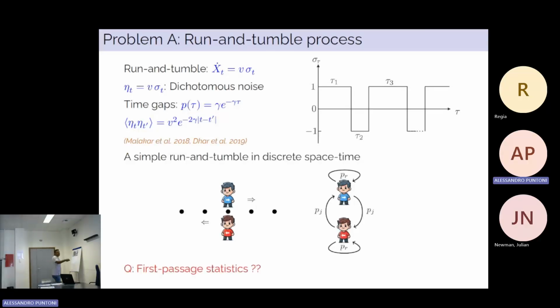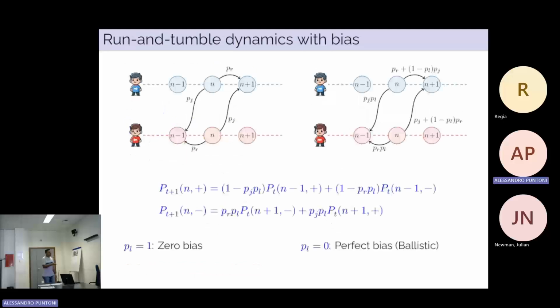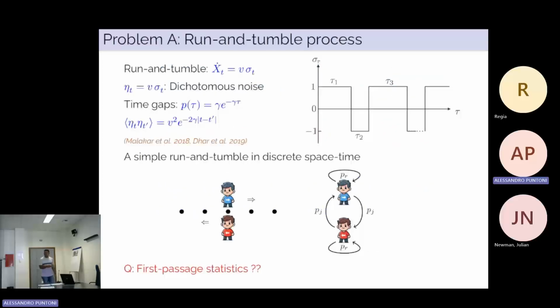Suppose we are moving on the lattice, and when you have blue, you have this positive velocity. When you have red, you have this negative velocity. And as you can see here, your velocity was switching from plus to minus and then again. So here I assign two probabilities. It's PR that I will remain with my internal state, let's say the velocity state. There is PJ, I will jump, I will change the sign of my velocity. It's very simple. And then I ask the same question, what is this first passage statistics?